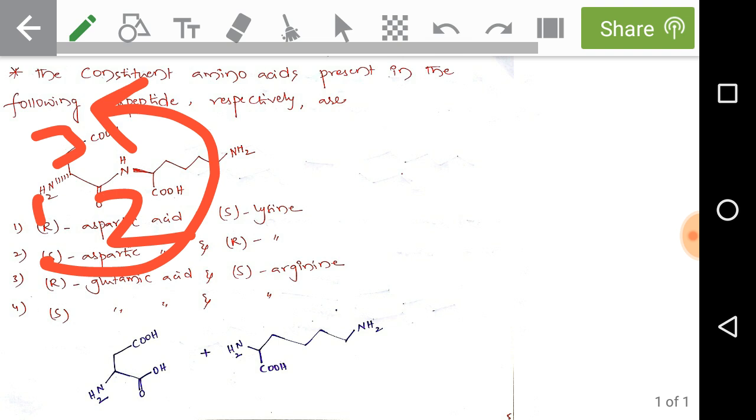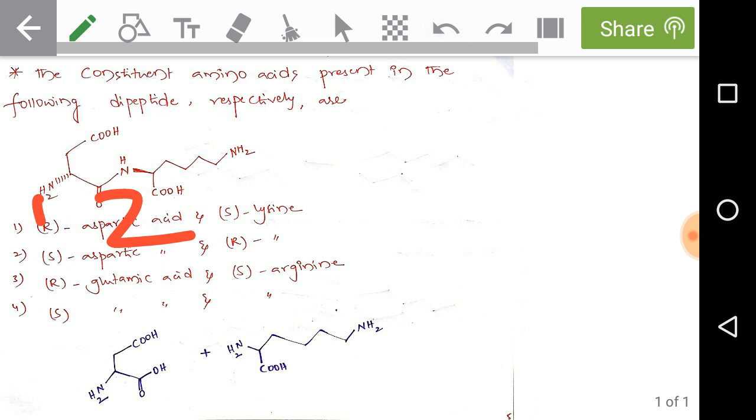That's why we need to give R notation for this chiral carbon. So here aspartic acid with R notation. So here the answer must be 1. Okay, and look at this lysine chiral carbon. We need to give RS nomenclature for it.